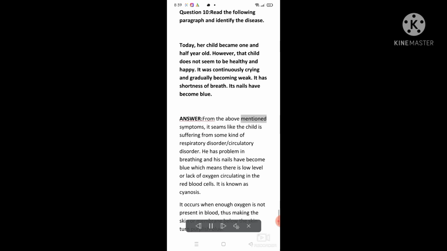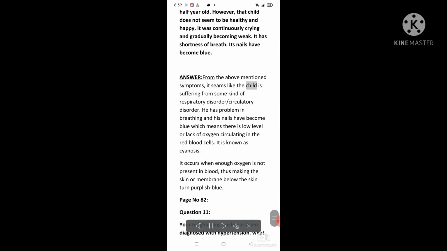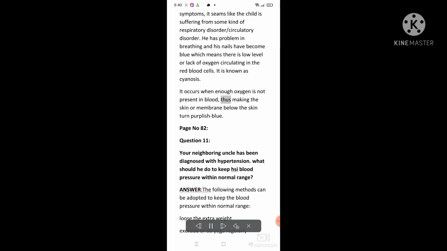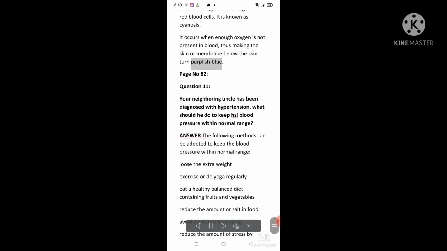Answer. From the above-mentioned symptoms, it seems like the child is suffering from some kind of respiratory or circulatory disorder. He has problem in breathing and his nails have become blue, which means there is low level or lack of oxygen circulating in the red blood cells. It is known as cyanosis. It occurs when enough oxygen is not present in blood, thus making the skin or membrane below the skin turn purplish-blue. Page number 82.